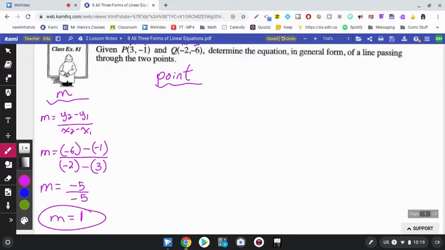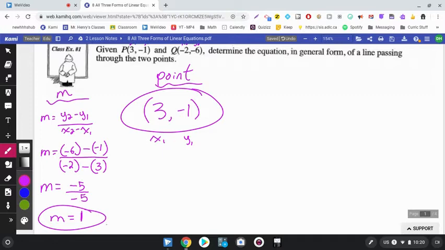Okay, done. Maybe I find my slope by looking at another equation. Maybe I find it just with 2 points. However I find it, I need to find my slope. Okay, and then I need a point. And it's easy because I actually have 2 points. I have 3, -1, or I have -2, -6. I'm just going to pick the first one. 3, -1. There's my point. It's my x1 and my y1.